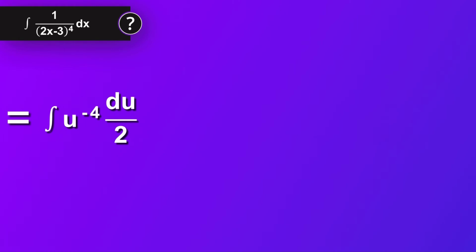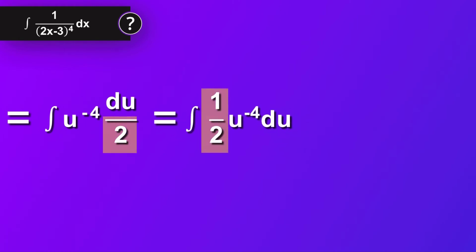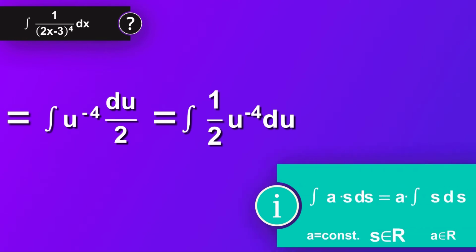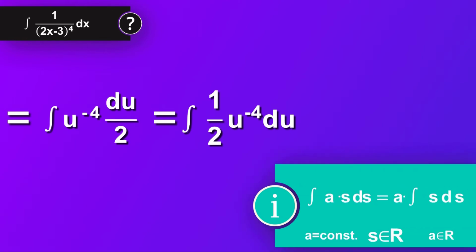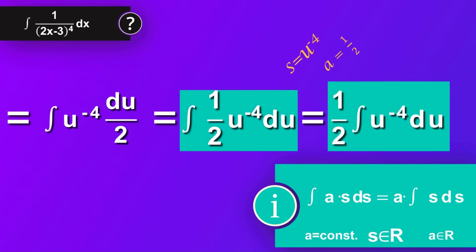Next, we try to modify our main equation to a form which enables using some known formulas for solving integrals. First, knowing that the integral of a multiplied by s by ds, where a is some constant, equals a multiplied by the integral of s by ds, we may apply it to our equation. In our case, s is u raised to minus 4 and a is a half. Now we have a half multiplied by the integral of u raised to minus 4 by du.